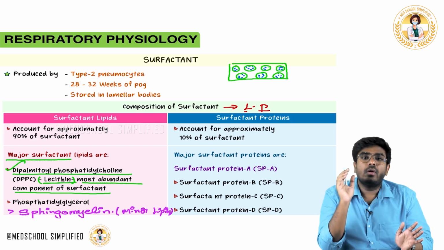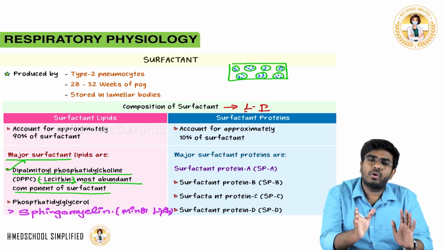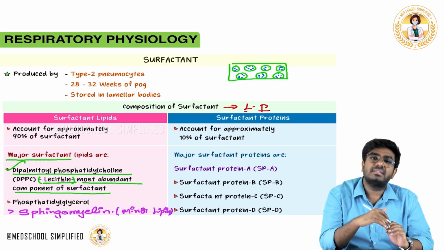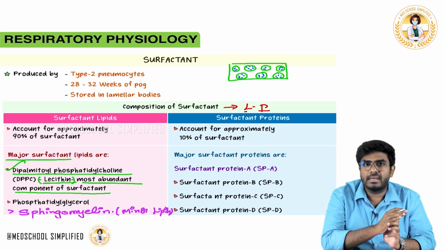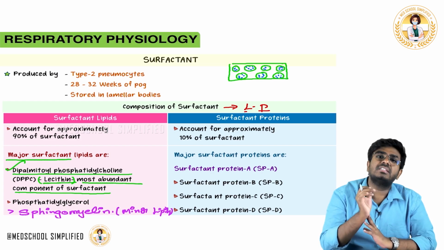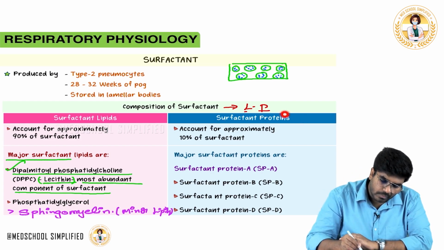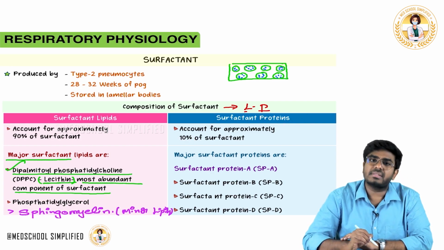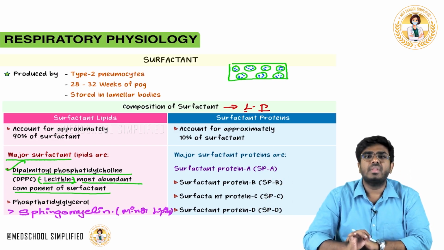Now, what are the two important lipids present in the surfactant? We know lipids account for 90%. Among these lipids, there are major and minor lipids. The major lipid is DPPC or lecithin, and the minor lipid I want you to know is sphingomyelin. The surfactant is also made up of proteins called surfactant proteins, accounting for only 10% of surfactant. The major surfactant proteins are surfactant protein A, B, C and D.